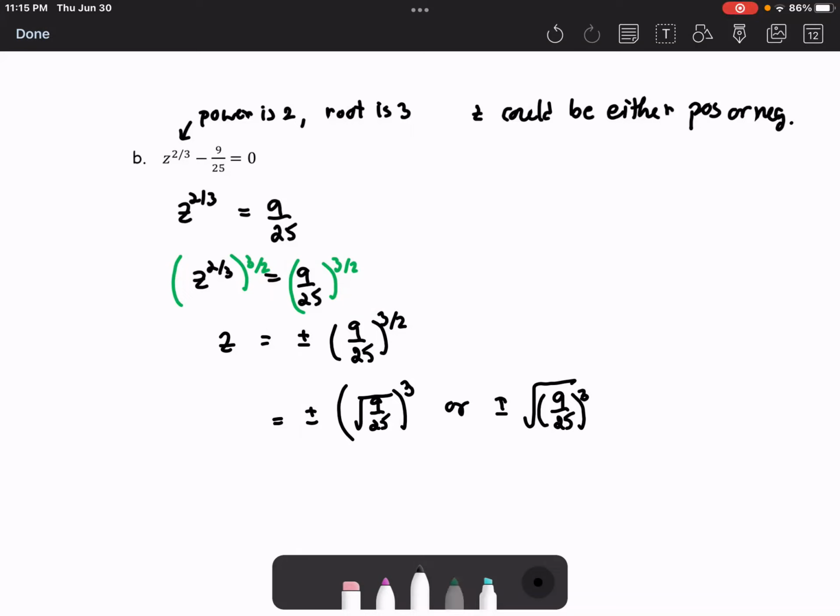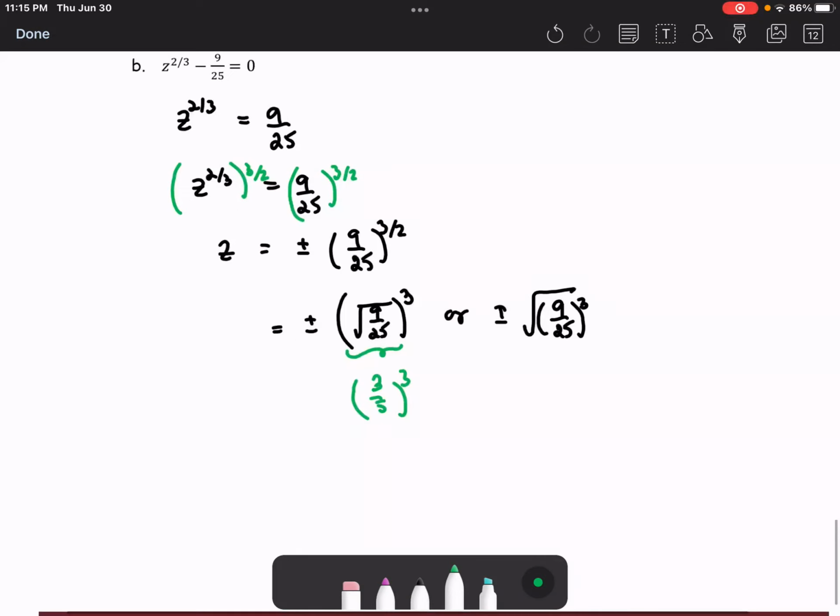It might be easier to take care of the square root of 9 over 25, which is 3 over 5, and then raise to the power 3 after that. Then we get z equals plus or minus 3 to the third over 5 to the third, which is plus or minus 27 over 125.